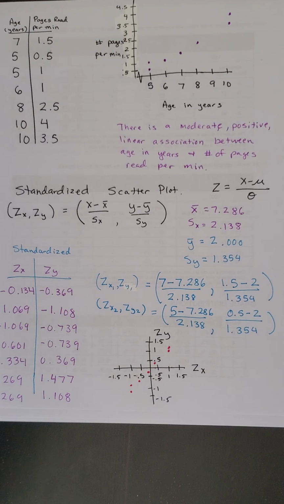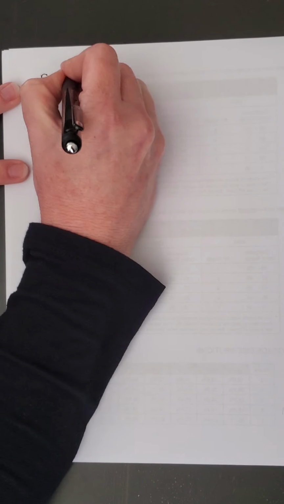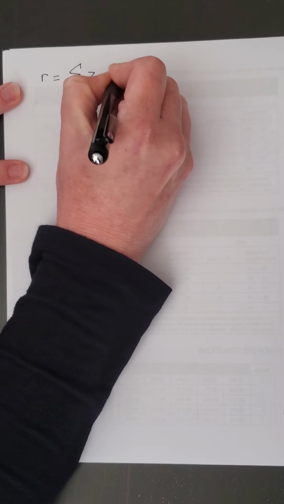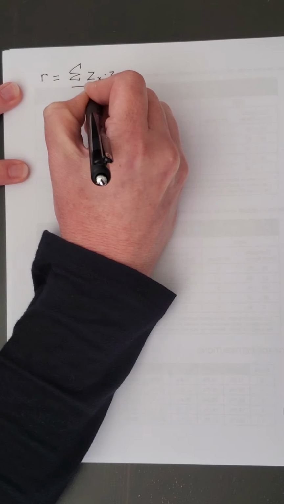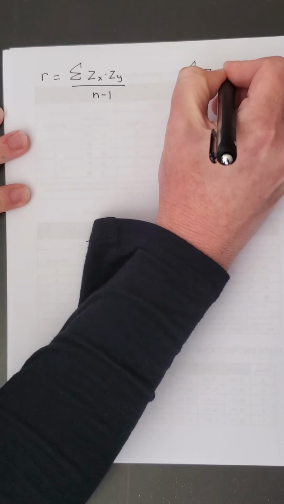All right, so we're going to move on to, again, the whole goal here, which was to find R. So how do we find R? So R is equal to, let me make sure that you can see that. Yep, R is equal to the sum of Zx times Zy over n minus 1. All right, so first we need to talk about what this means. The sum of Zx times Zy.